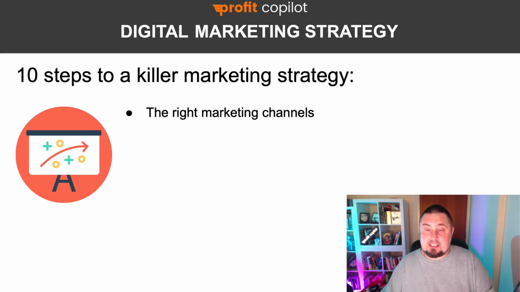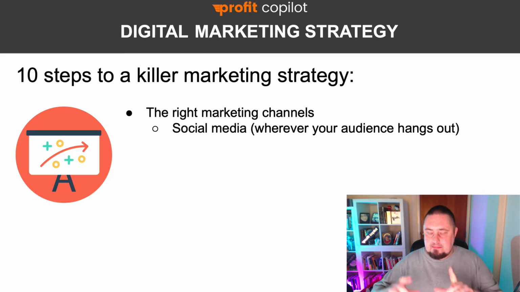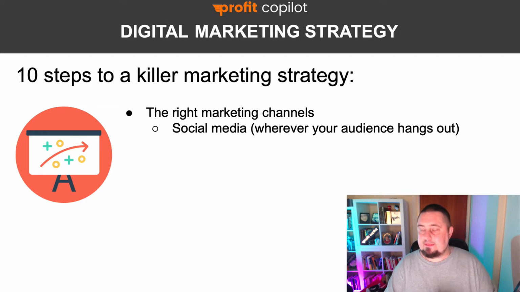Once you have your content sorted out and your keyword research done, you need the right marketing channels. What are the right marketing channels? It sounds kind of obvious, but they're actually wherever your audience hangs out in large numbers. So think about the social media platforms that they use. Maybe more of your audience tends to use Twitter over Facebook. So you might want to start with Twitter in that case.